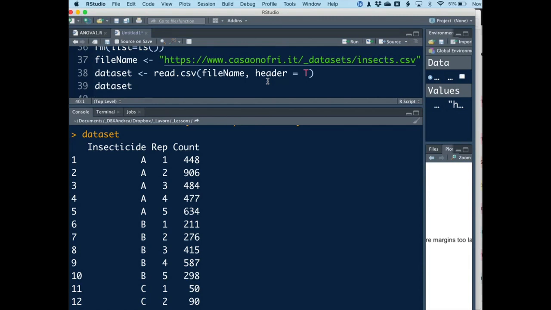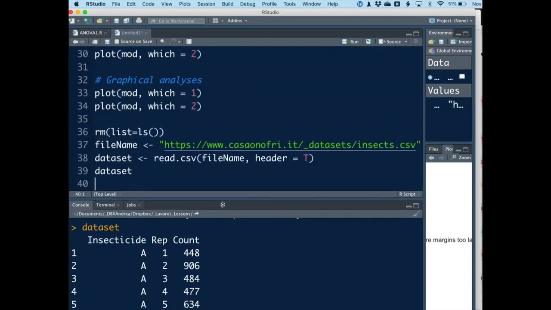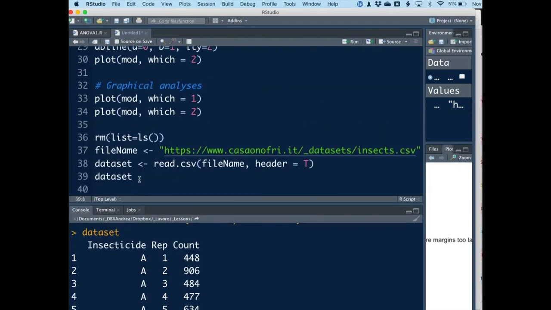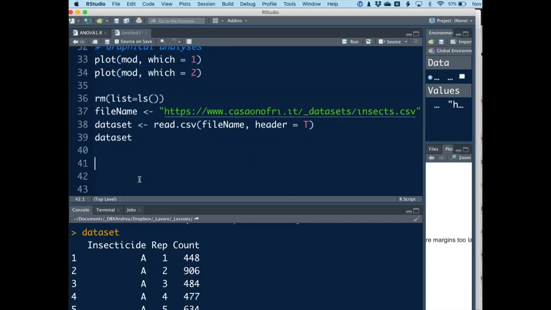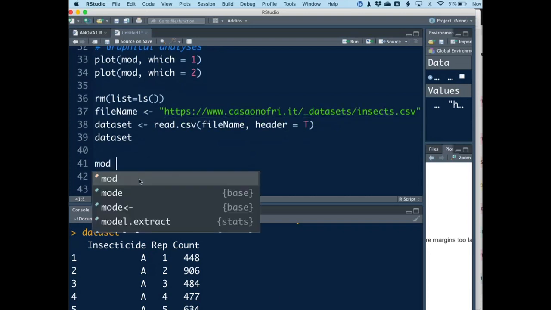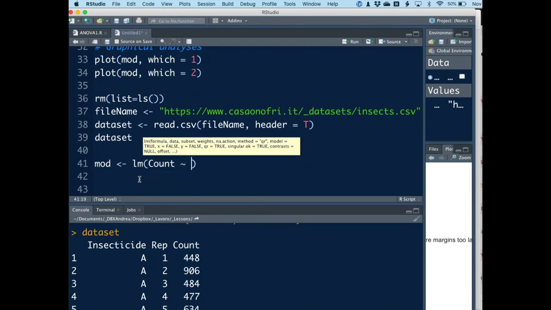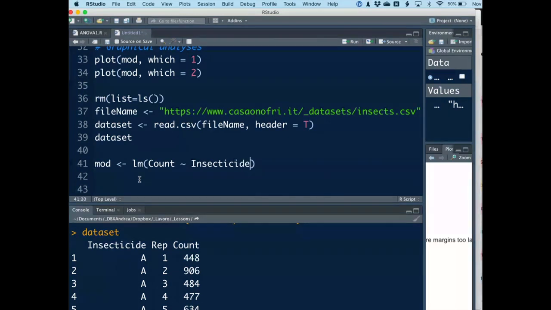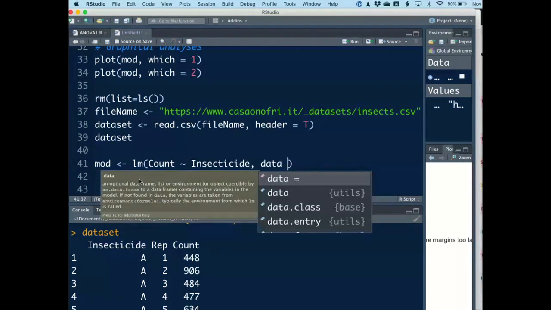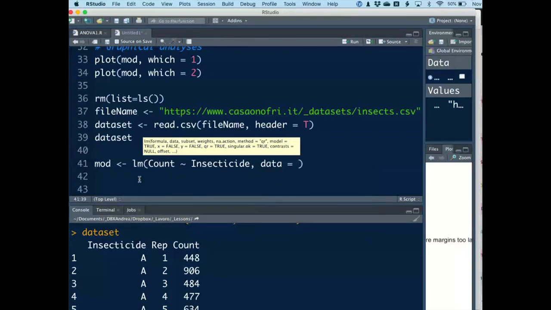So, any problem? Is that okay? Right. So, now I'm enlarging here. We fit the model as we did before. So, mod. In this case, we use the function lm. We take the count and express the count as a function of the insecticide. Then we need to enter the data statement.